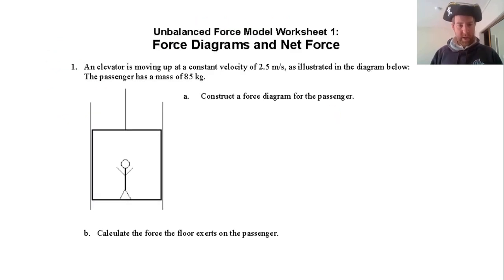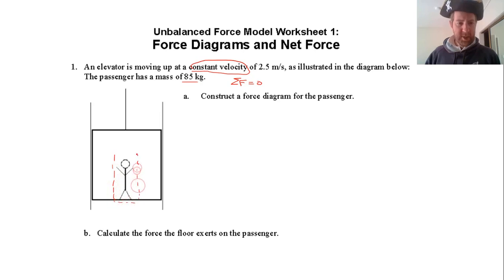All right, an elevator is moving upwards at a constant velocity, so straight away that gives me an idea that in this case, net force is 0, or total force is balanced. Passenger has a mass of 85 kgs. Construct a force diagram for the passenger. So I'm just doing the passenger.